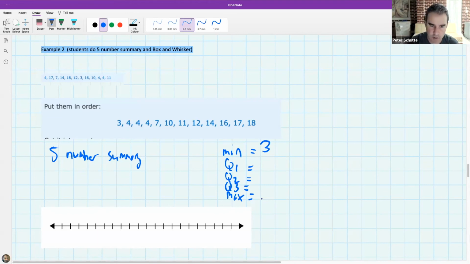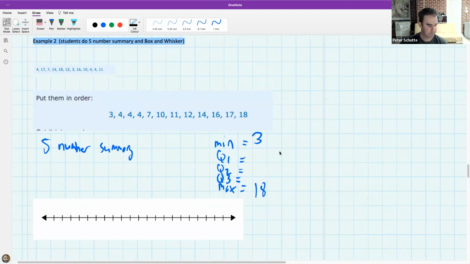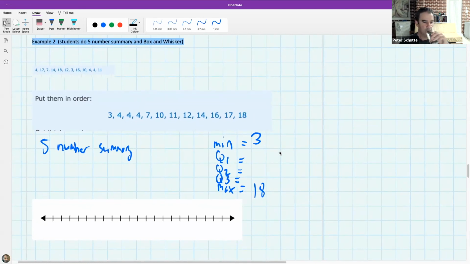Yeah, Rachel, I agree with you. The min and the max are wonderfully simple to work out, aren't they? Now, how many items are there? So n is going to be 12 for the data set.